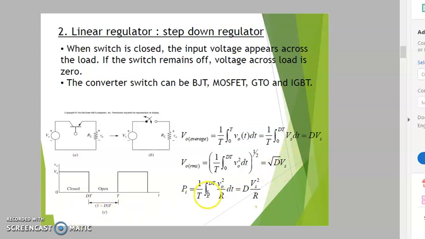So P equals I squared R or P equals V squared over R. But when we involve the duty cycle in the manipulation, it will be D, the duty cycle, times V squared over R. So this is the amount of your average RMS and input power to the circuit.